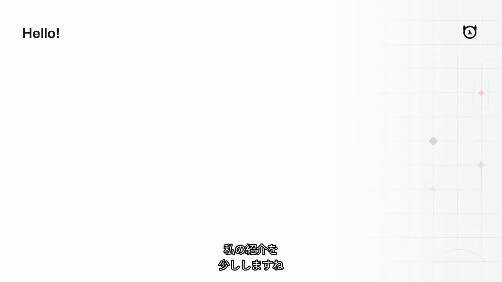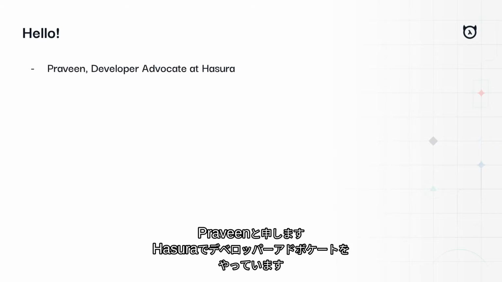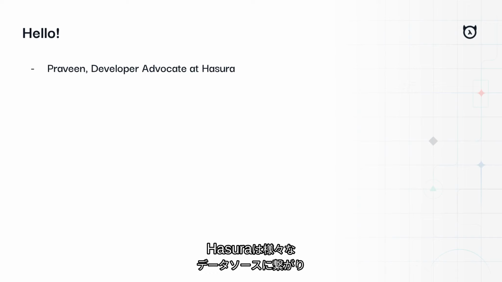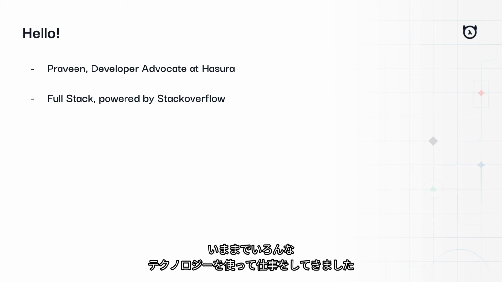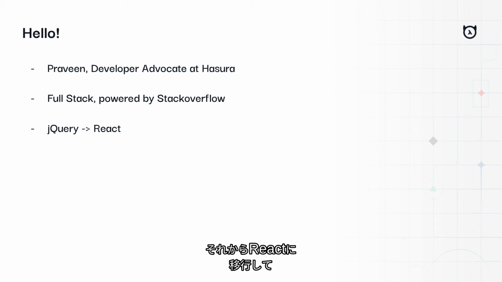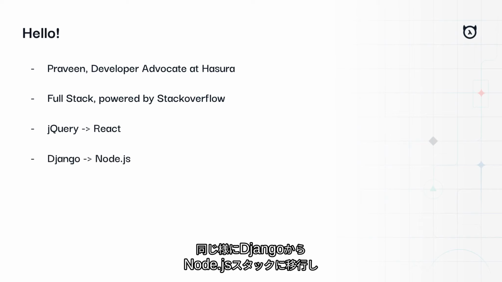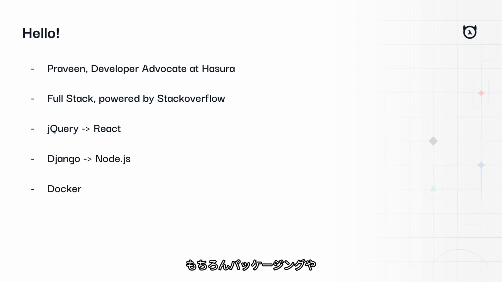A little bit of introduction about myself. I'm Praveen, developer advocate at Hasura, which basically gives you GraphQL APIs by connecting to different data sources. And I'm a full stack developer. I've worked across a bunch of technologies, starting from jQuery days, and then I moved to React. And on the backend side, I've moved from Django to a Node.js stack of late. And of course, for packaging and deploying stuff, there's Docker.